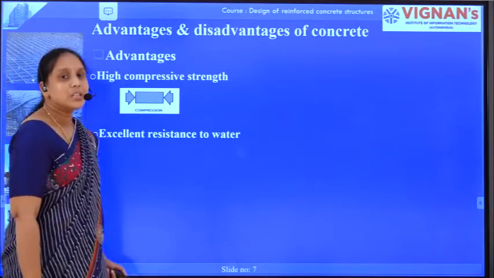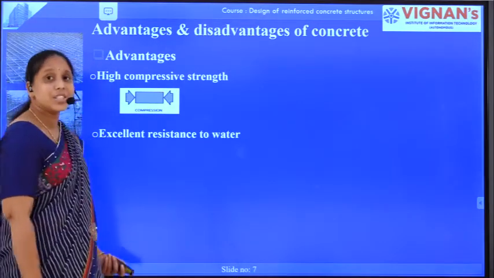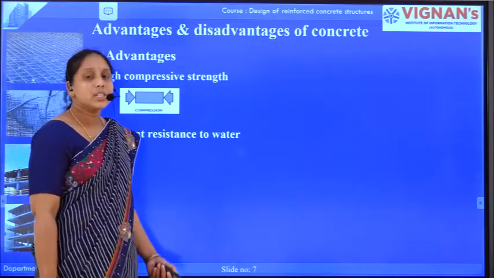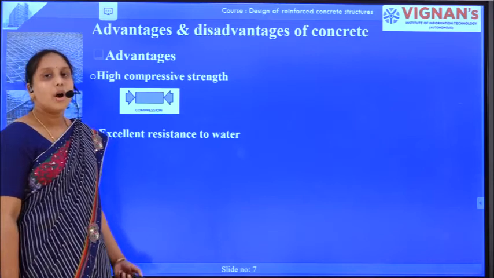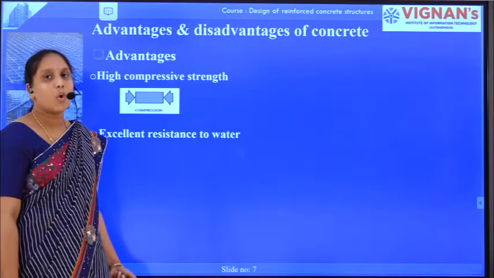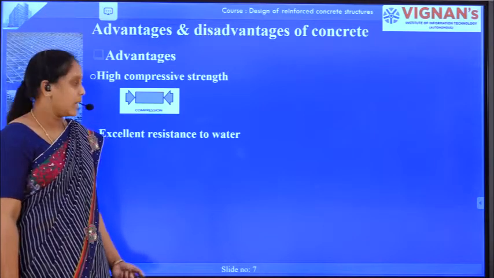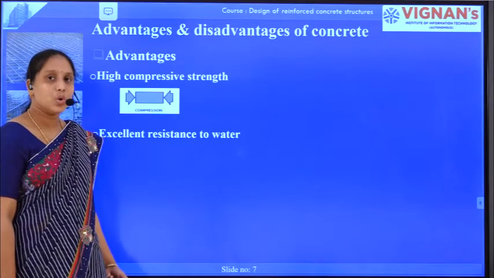And the next one is that concrete has excellent resistance to water. That is, concrete is mostly impermeable. It doesn't allow water to flow into it. That is, it has more resistance to water.